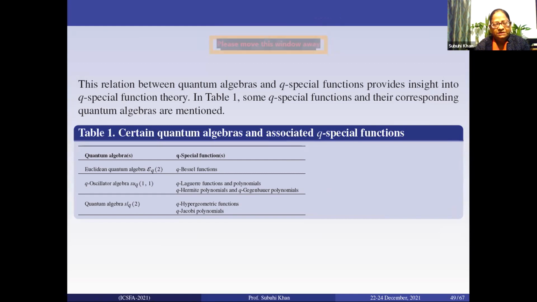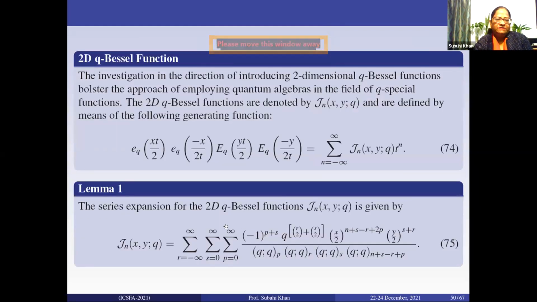Some work has been done, but we are trying to get some other relations of some other Q special functions with some other quantum algebras. And then the quantum algebra SLQ2C is related to Q hypergeometric functions and Q Jacobi polynomials. So the 2D Q Bessel function we have taken in this form, and now you can see the product of two exponential functions with a small e and two exponential functions with a capital E, and the variable x is associated with the small e and the variable y is associated with the capital EQ.